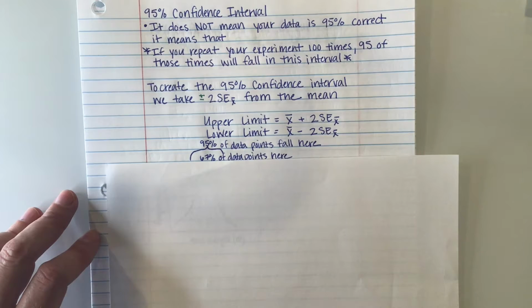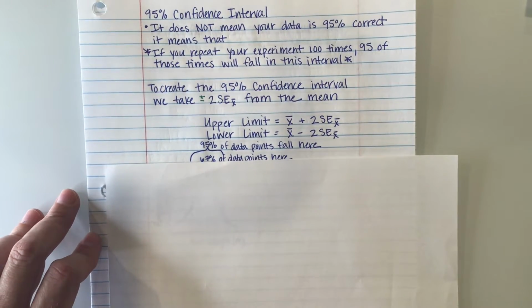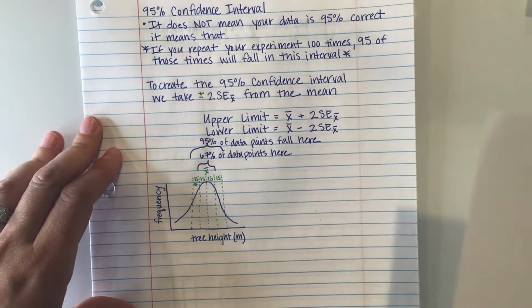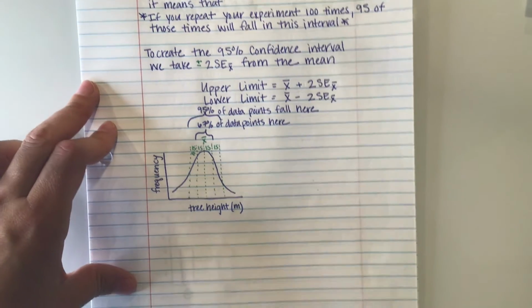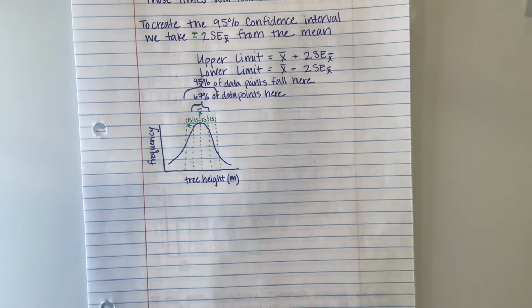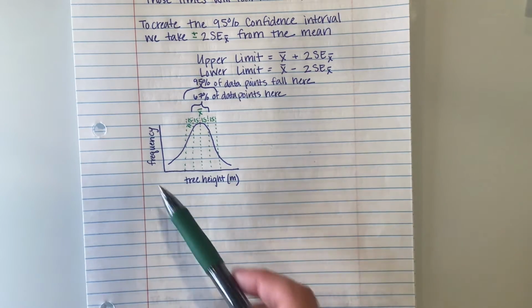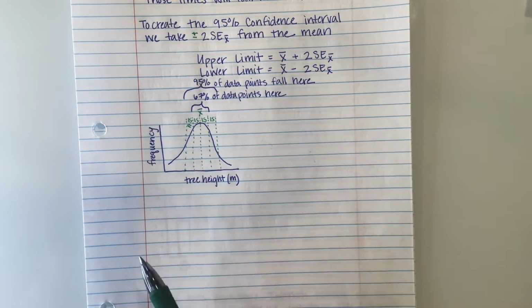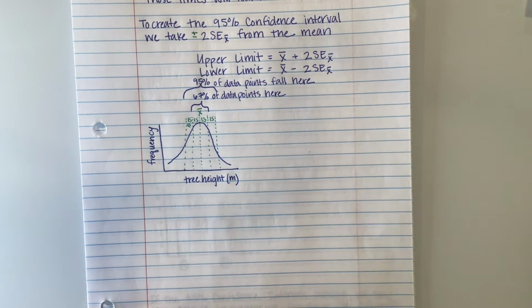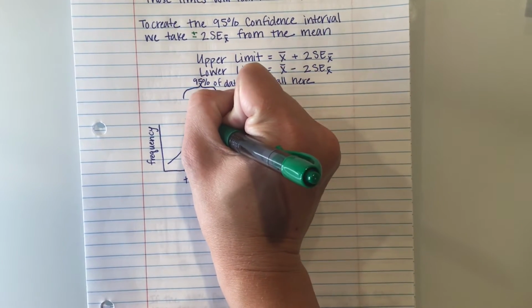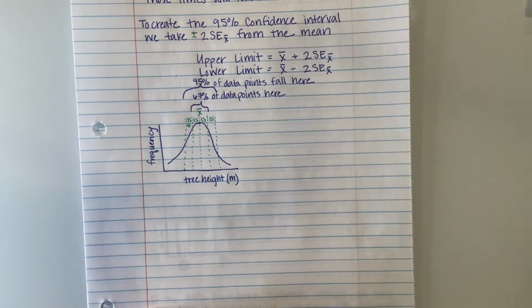Okay, so we're going to look at a graph here because I think that's going to help us understand what's being explained. We're just going to pretend that maybe I went out and measured the height of trees, and I put them together in this graph, and it tells me how often I saw this specific height of the tree. So on this graph, I would have a mean, an average, right here. This would be my mean or my average, my X bar.